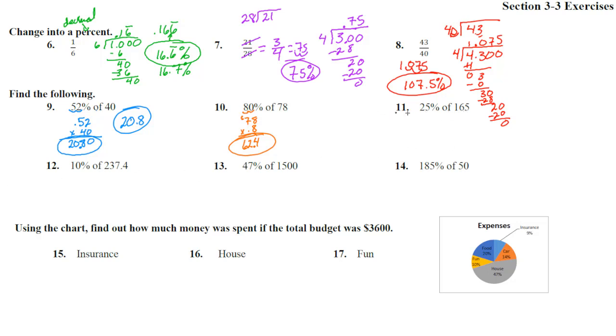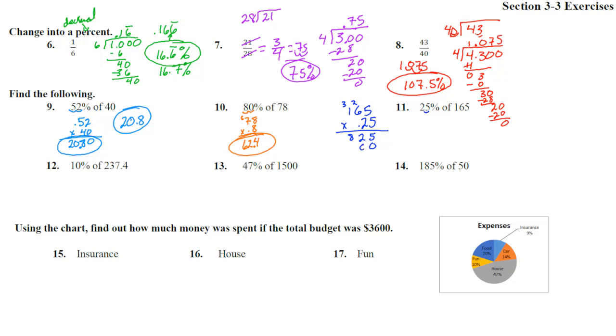25% of 165. So again, that's going to go 12.25. Let's put that point right there, 0.25 and 165 there. Times them. 5 times 5 is 25. There's a 2. 5 times 6 is 30, plus 2 is 32. Carry the 3. 5 times 1 is 5, plus 3 is 8. Put a 0 there because that's the next row down.